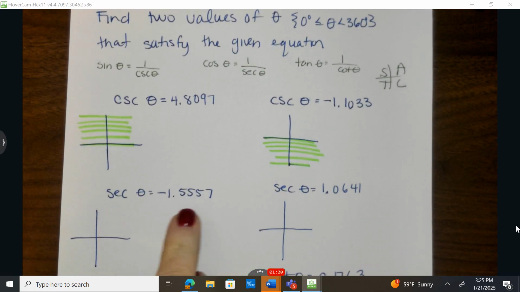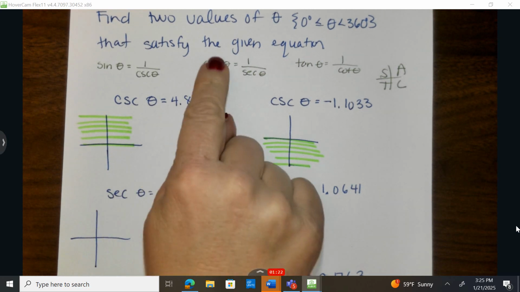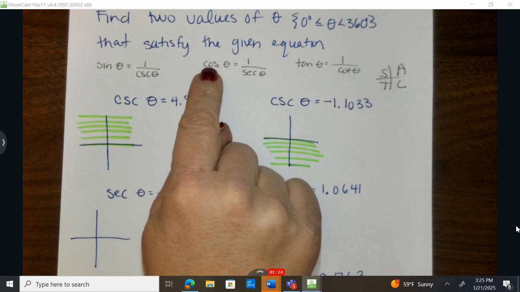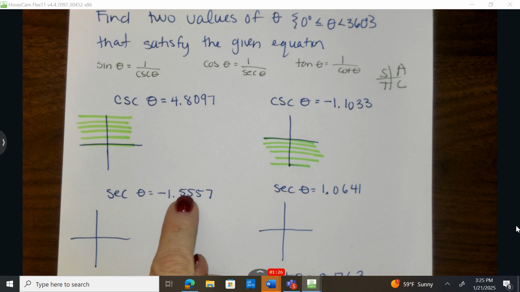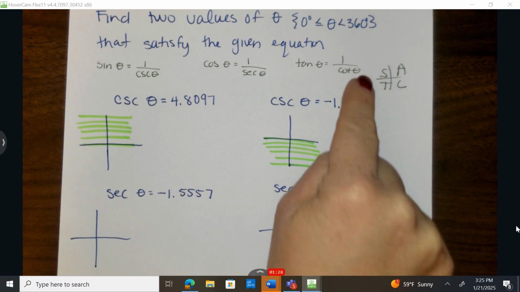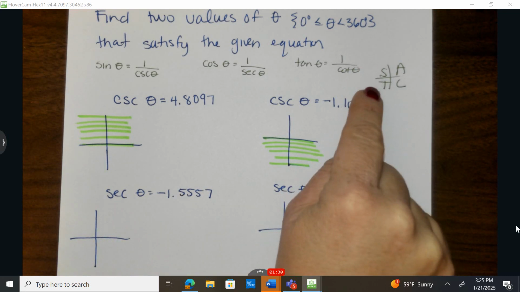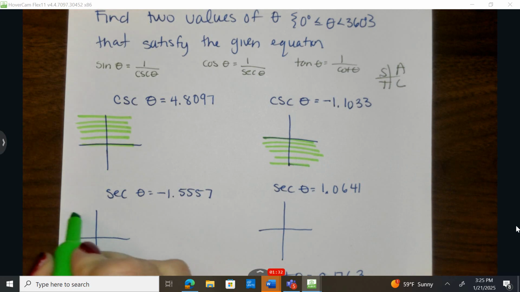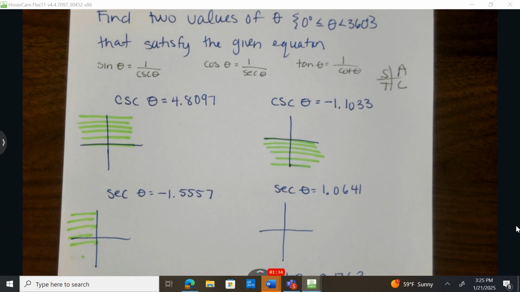The secant value is negative. Secant is the reciprocal of cosine. That means cosine must also be negative. Cosines are negative in quadrants 2 and 3. Here the secant value is positive, meaning that the cosine value would also be positive.